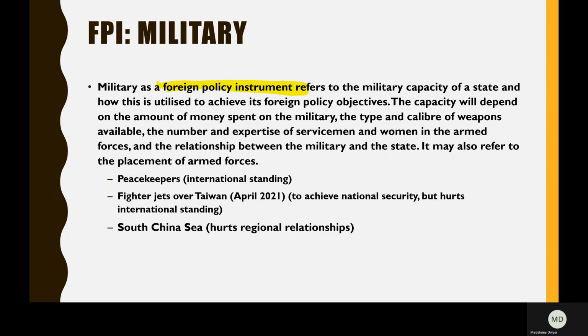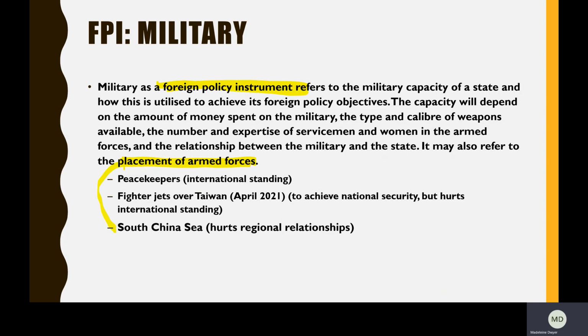So military as a foreign policy instrument refers to the military capability of a state and how it is used to achieve its foreign policy objectives. The capacity will depend on the amount of money spent on military, the type and calibre of weapons available, the number and the expertise of servicemen and women in the armed forces, and the relationship between the military and the state. It may also refer to the placement of armed forces.